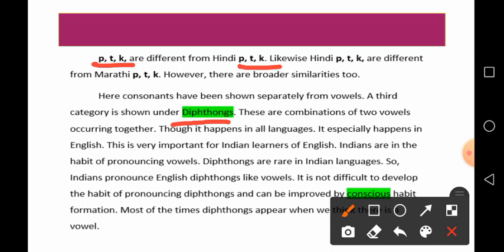Likewise there is a third category, and this third category is called diphthongs. These are combinations of two vowels occurring together. What is diphthong? It is a combination of two vowels occurring together.